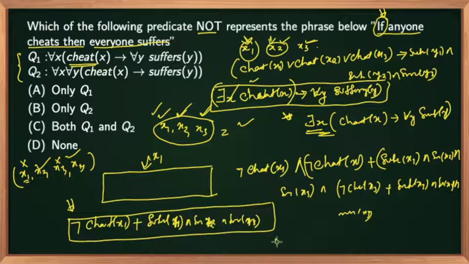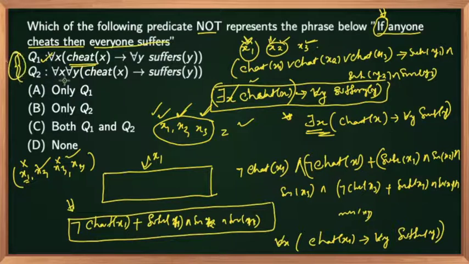So I can write this as for all x, not cheat of x implies this one, right? So I can say cheat of x implies for all y suffers of y, right? So that means the Q1 predicate is also true. It says for all x, if cheat of x is true, then everyone suffers. So now if you see these two statements, basically these two statements are same.